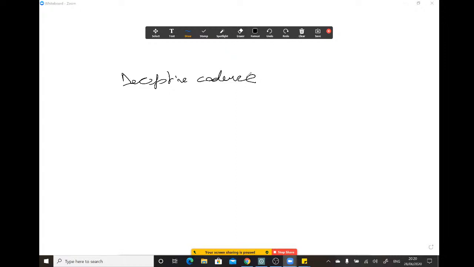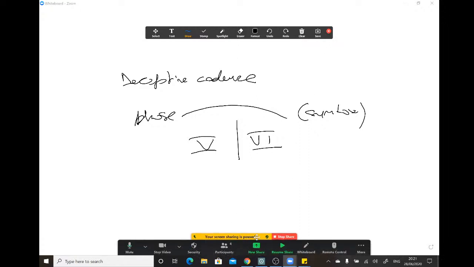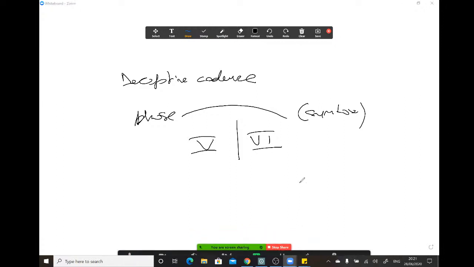Very good. Now, to have a deceptive cadence, do you see my whiteboard? Yes. To have a deceptive cadence, you need this to happen. You need a phrase, which is syntax. I don't see what you're writing. You don't see? I see white. Me neither. Nothing. Okay, don't worry. Because my screen is paused. Now? Yes, now.